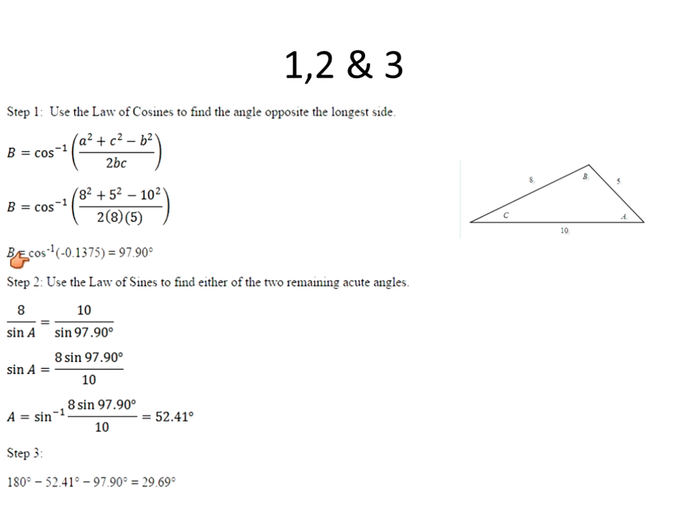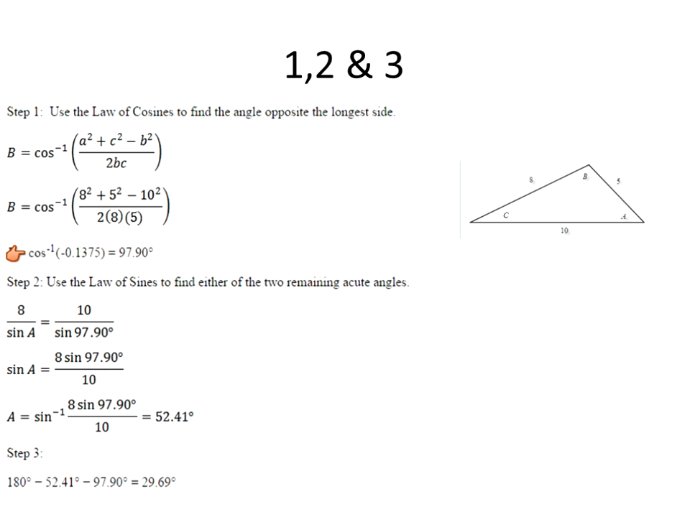So I'm going to type into my calculator, my TI-83. Hopefully you downloaded it for free. If you didn't, you can find it on Google, and it looks exactly the same. You're going to hit second sine, open parentheses, negative 0.1375, closed parentheses, equals, and then you should get 97.9.